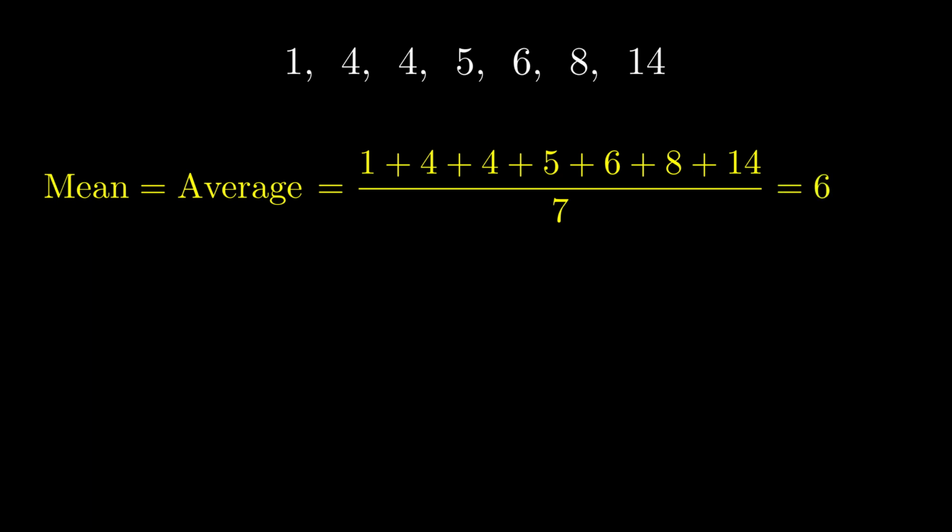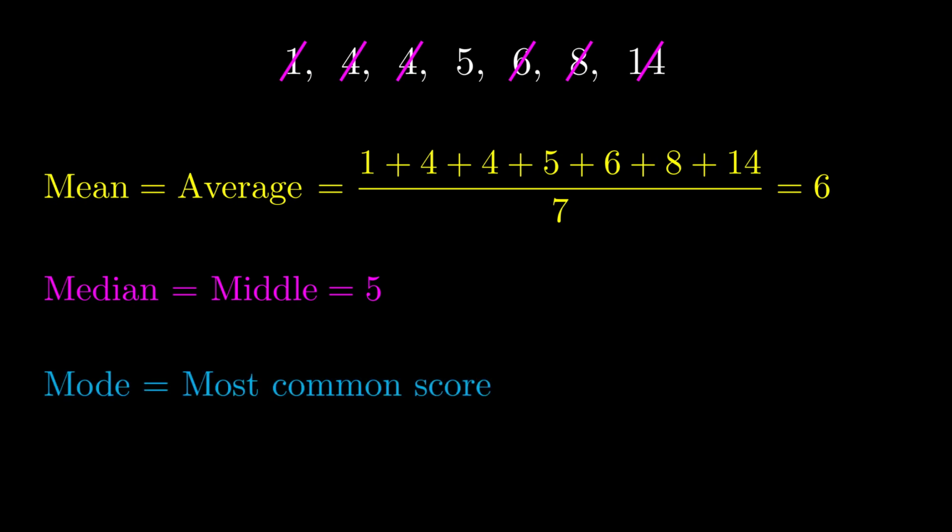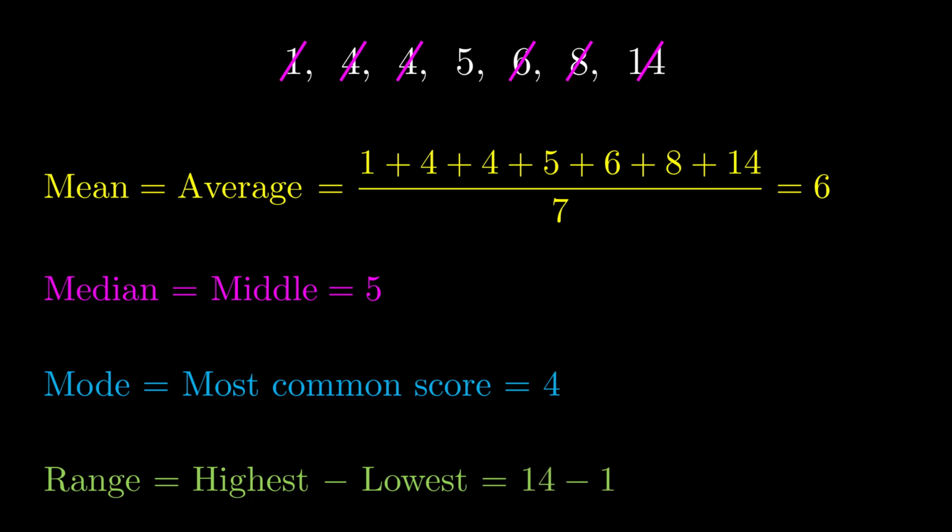The median is the middle number, and make sure the data is sorted before you look at the middle. Sometimes for small sets of data we can think about crossing numbers off the ends until we arrive at the middle, which is 5. The mode is the most common score. Just by looking at that, we should see it is 4. And the range is the highest minus the lowest, so the difference between the biggest and the smallest numbers, which in our case is the difference between 14 and 1, and they are 13 apart.